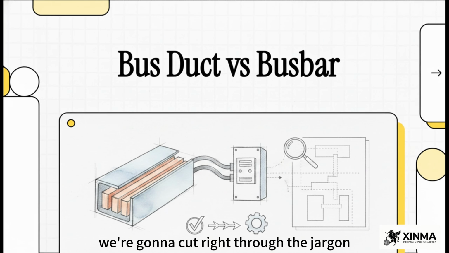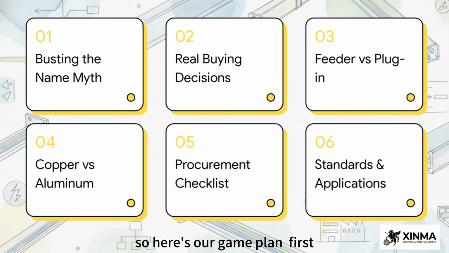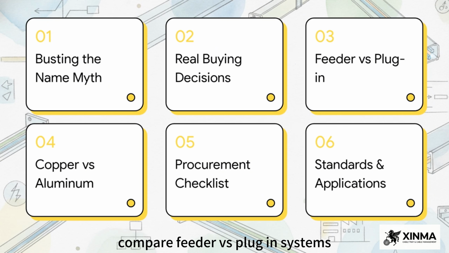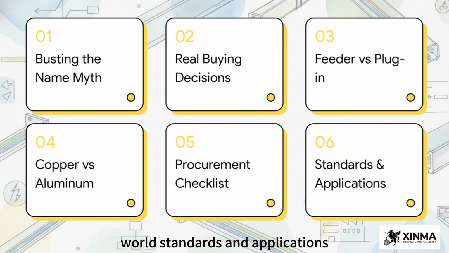We're going to cut right through the jargon, streamline those buying decisions, and give you a rock-solid framework for your next project. So, here's our game plan. First, we'll bust a massive name myth. Then, we'll get into the real buying decisions. Compare feeder versus plug-in systems, look at copper versus aluminum conductors, run through a quick procurement checklist, and finally, look at some real-world standards and applications.